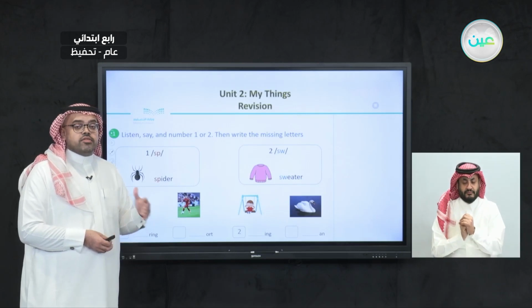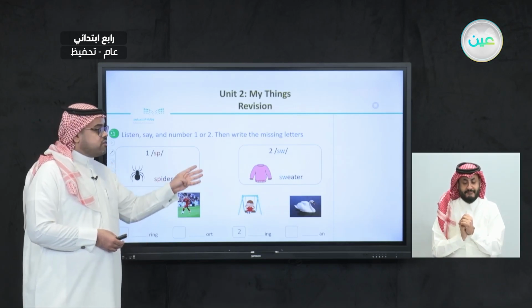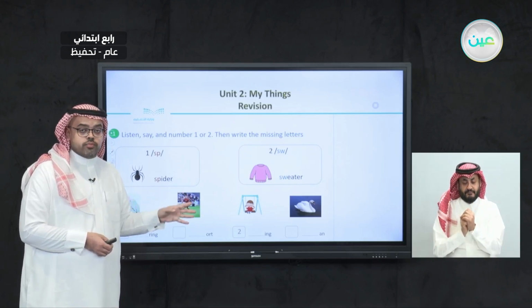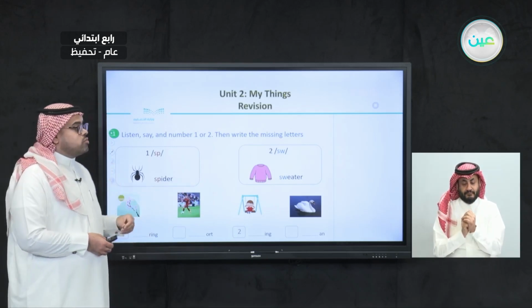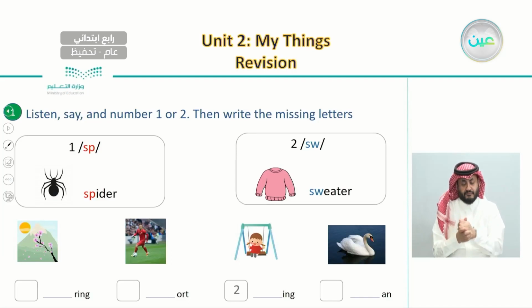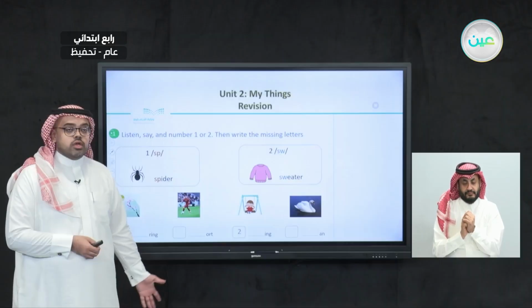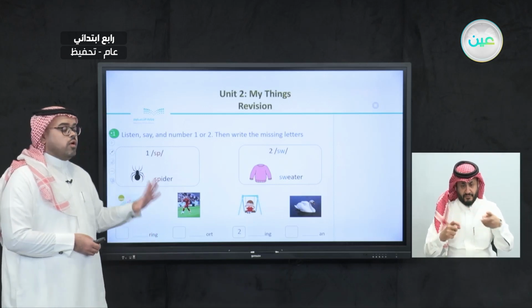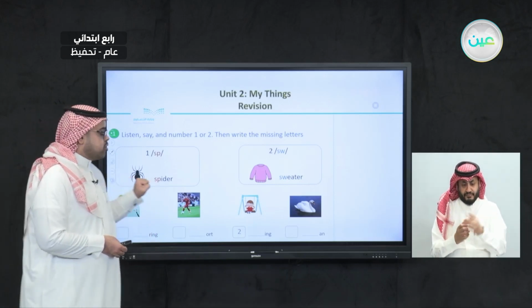And if they have the second sound, which is S and W, then we will write number 2. And after this, as we said, we're going to write the missing letters for the following words. Now, can you see here? Here we do have 4 different pictures.